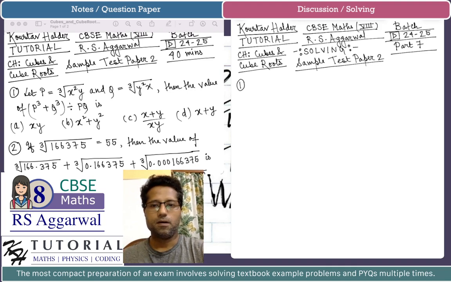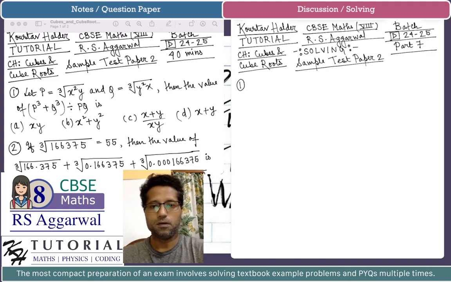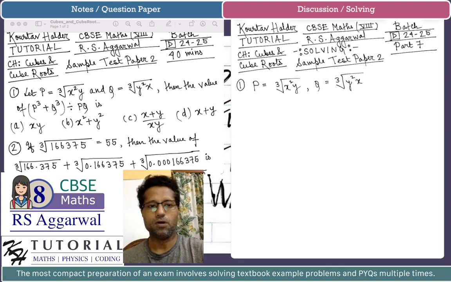Okay, the first problem says that we are given P is equal to cube root of x square y, and Q is given to be cube root of y square x. Then the value of (P cube plus Q cube) divided by PQ.